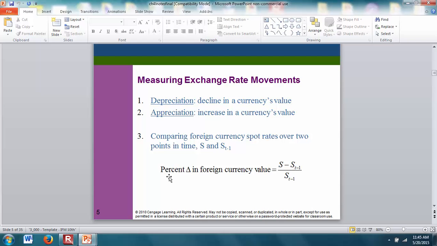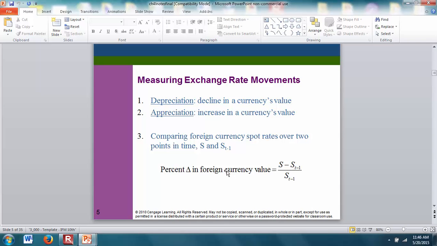Before that, let's talk about the basic facts in this chapter. So what about exchange rate movements? When you talk about exchange rate movements, we can talk about the percentage change in the foreign currency value. What is the percentage change in the foreign currency value? S is today's price, and S(t-1) is the previous day's price, or that could be the previous year, and today, and so on. So if you want to look at the percentage change in the price, that is the exchange rate today minus the exchange rate in the last period, divided by the exchange rate in the last period.